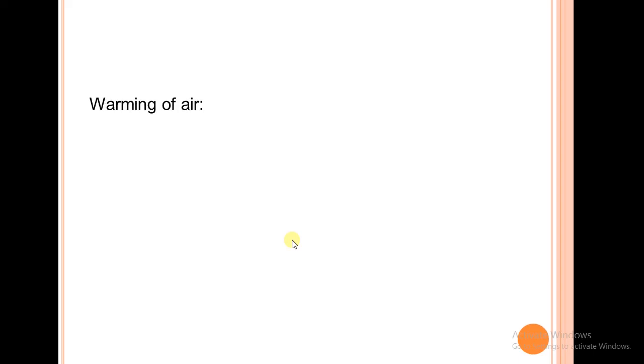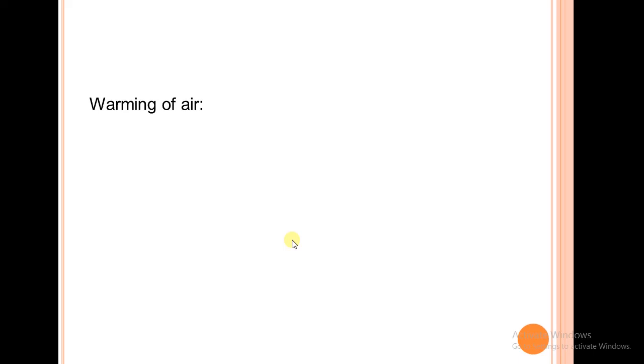The third process or mechanism of air conditioning is warming of air. Cool inhaled air is raised to the body temperature as it passes through the upper respiratory tract. So whatever is the temperature of the atmospheric air, if it is cool, less than body temperature, the temperature of inhaled air will be raised to body temperature, that is 37 degrees centigrade. So this function is also performed in the upper respiratory tract and mainly in the nose.